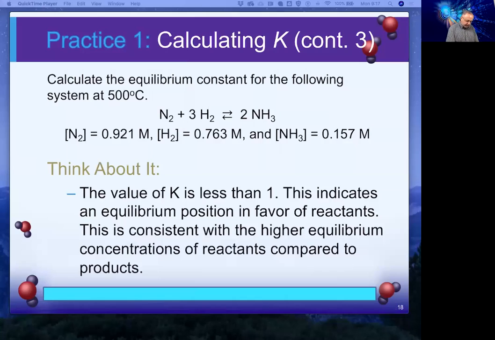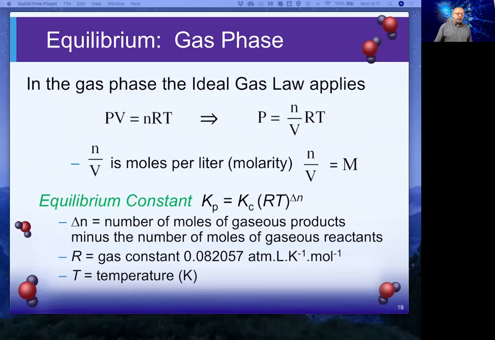So the equilibrium, the K being less than 1, favors reactants. When the equilibrium is in the gas phase, we are going to use the ideal gas equation. So PV equals nRT is the ideal gas equation.